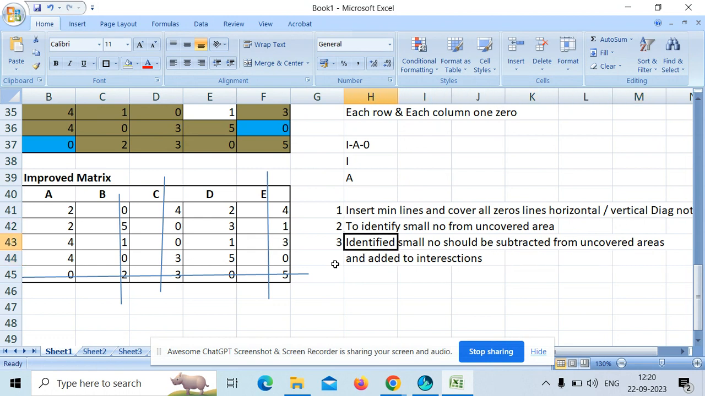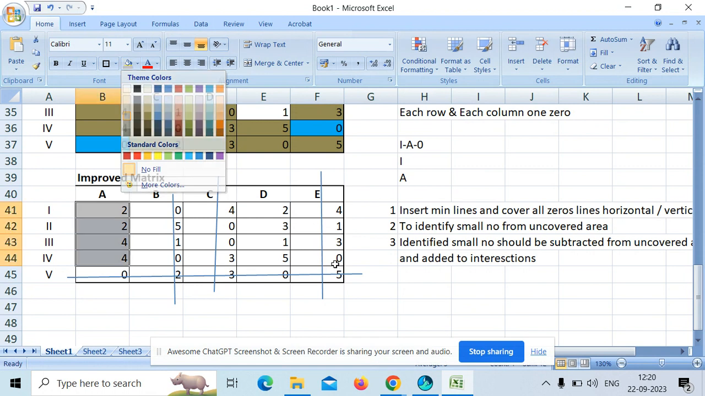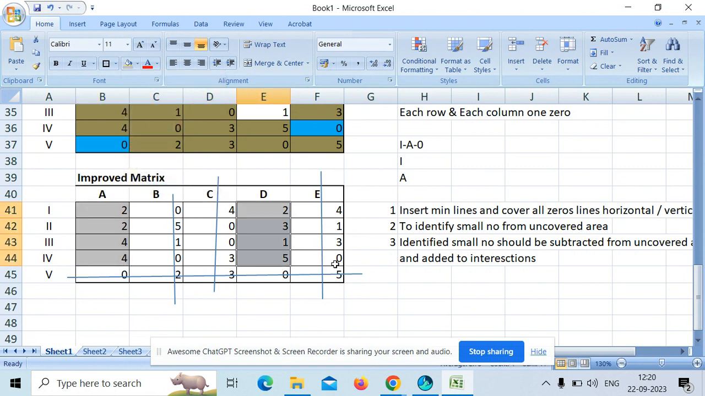Now let us try to understand points 2 and 3 again. I'll highlight my uncovered area with gray color. So this is my uncovered area. Now please find the smallest number from this. I'll highlight it with red font, that is 1. This one I'm supposed to subtract from the uncovered area. So in the area highlighted in gray, minus it. 2 minus 1 is 1, 4 minus 1 is 3. Here 2 minus 1 is 1, 3 minus 1 is 2, 1 minus 1 is 0, 5 minus 1 is 4. Okay, that's done.